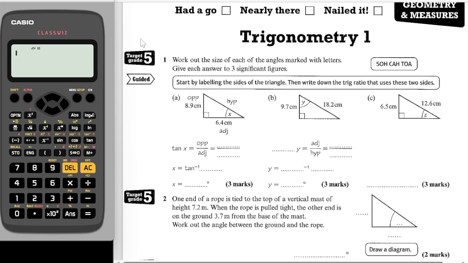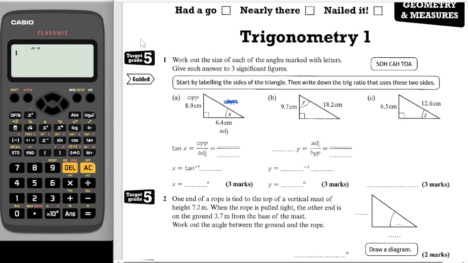So work out the size of each of the angles marked with the letters, giving your answer to three significant figures. And they're saying there to label all the sides. I never label all the sides. I only label the sides I'm working with.